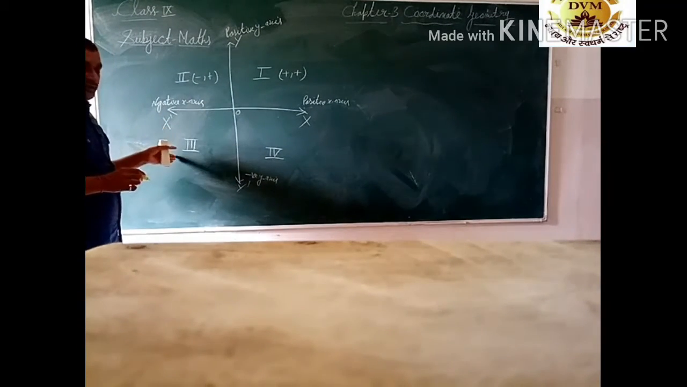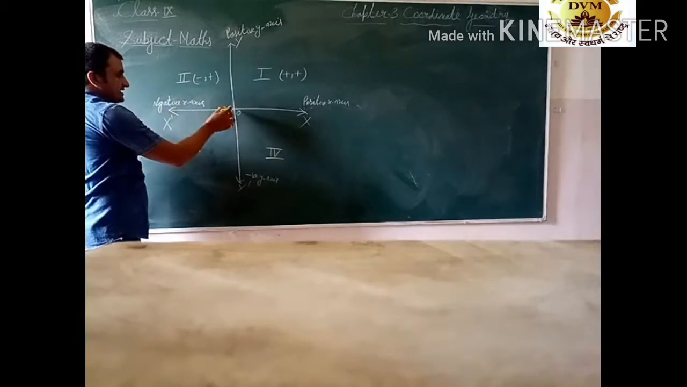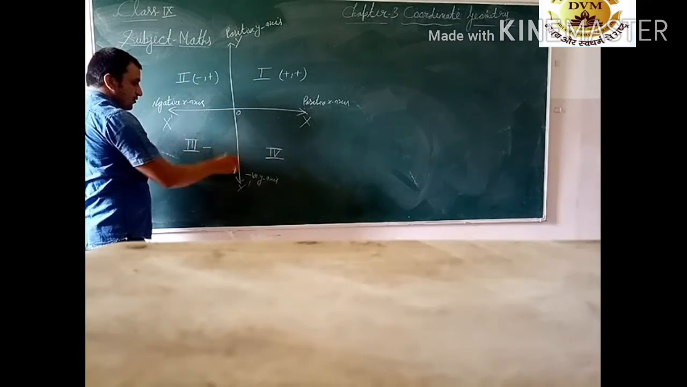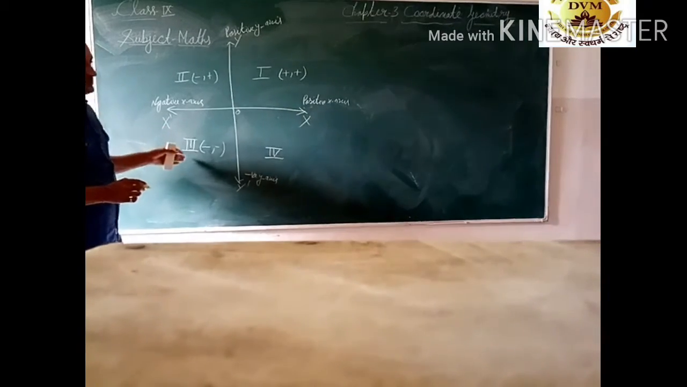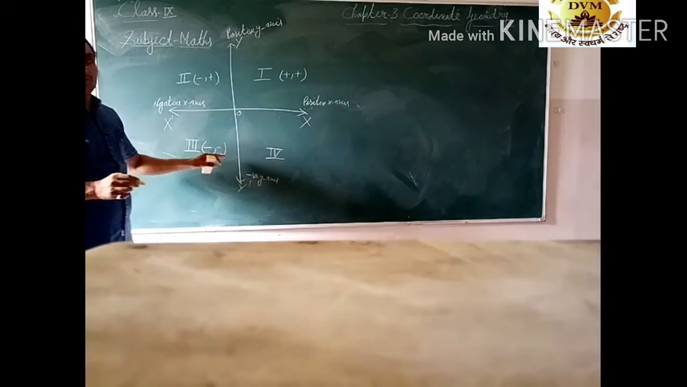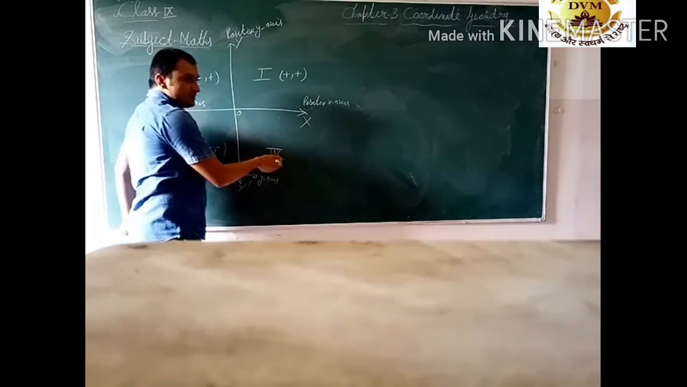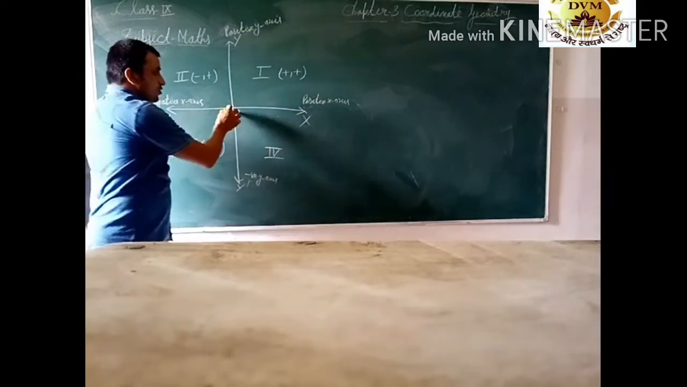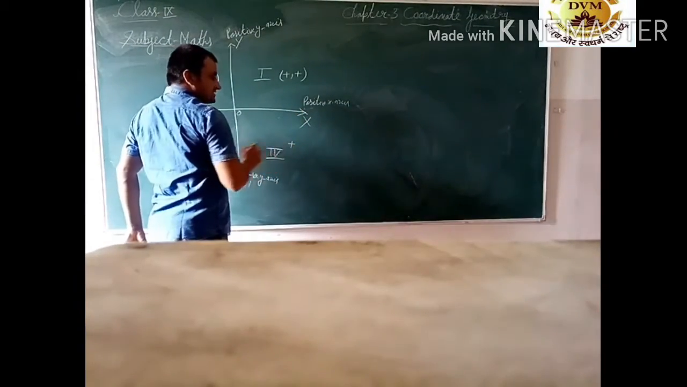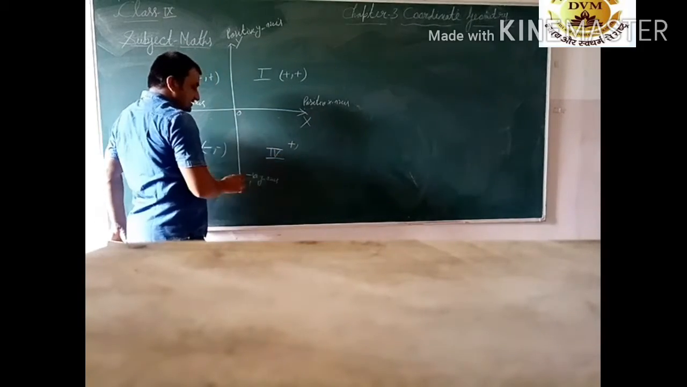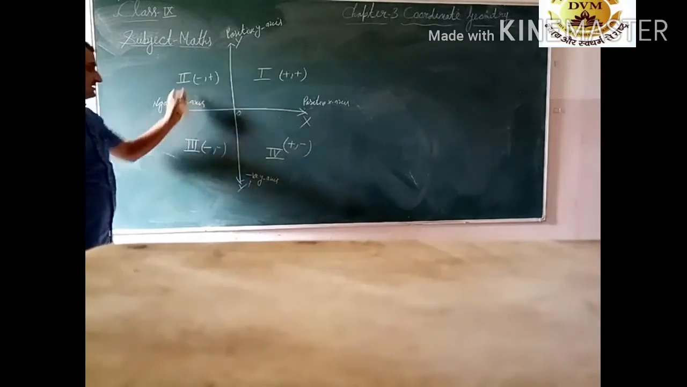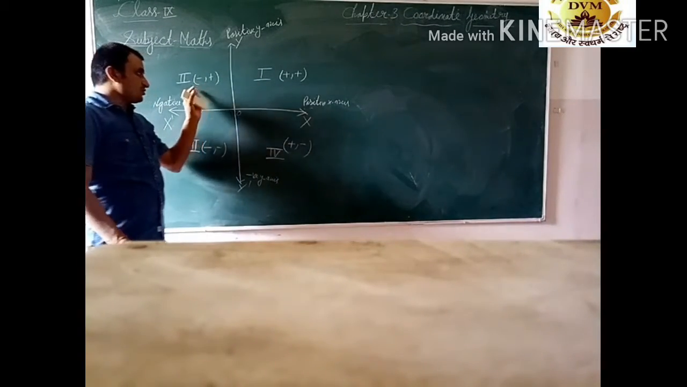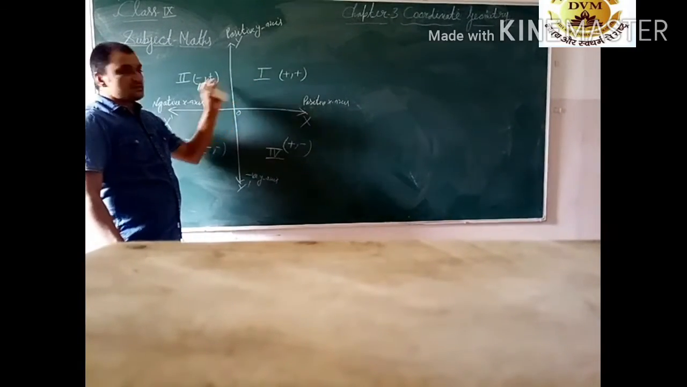Now in third quadrant, OX dash is negative and OY dash is also negative. So the sign of this quadrant is negative, negative. Now last quadrant, in last quadrant, OX is the positive x-axis and OY dash is the negative y-axis. So these are the four quadrants with their signs.